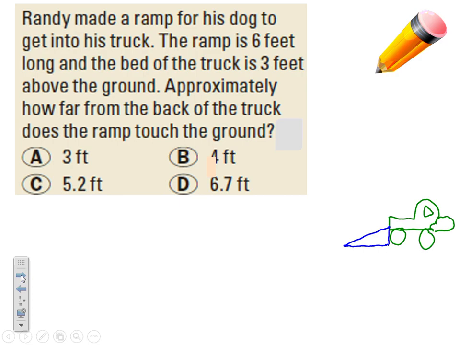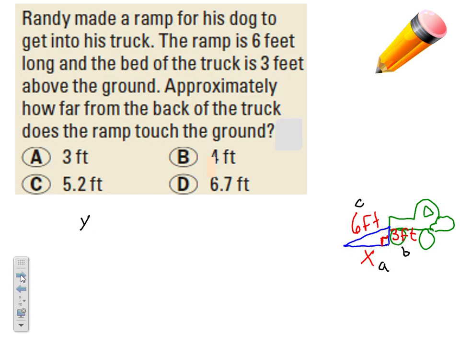Now the ramp is approximately 6 feet long, so we're going to put 6 feet here. And the height of the truck is approximately 3 feet, so this is going to be 3 feet. We need to approximate how far from the back of the truck the ramp touches the ground. So we need to find this. This is my right angle, so I'm going to use the Pythagorean theorem. I'm going to let this be a, this be b, and this has to be c.